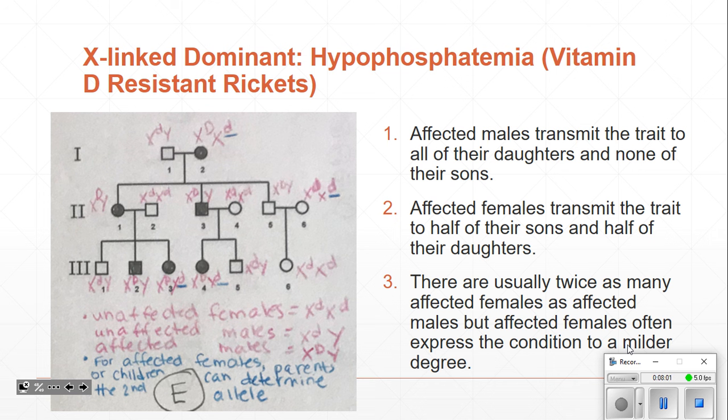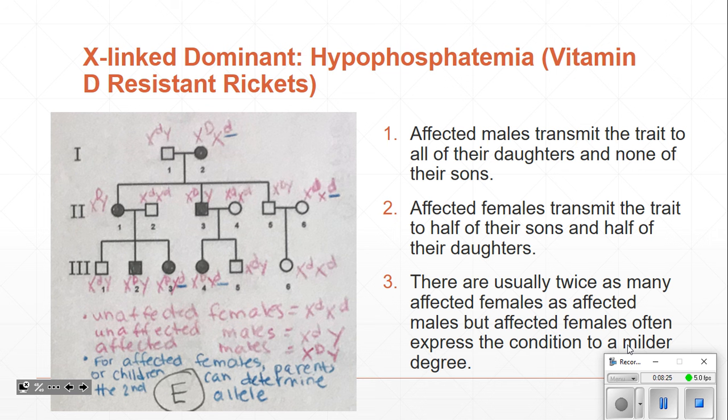Affected females, because they have two X chromosomes, will at the very least transmit the trait to half their sons and half their daughters. That is assuming that my affected female is heterozygous. If my affected female happens to be homozygous for the trait, then that probability would increase.